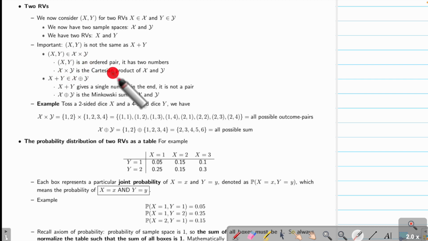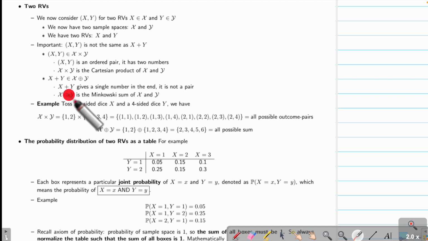So this is an ordered pair, it has two numbers. This is called the Cartesian product, okay? This thing, the X plus Y, is actually a subset of the X set plus Y set. Let me be clear. Calligraphic X and calligraphic Y are sets. X and Y are random variables. That means they are numbers.